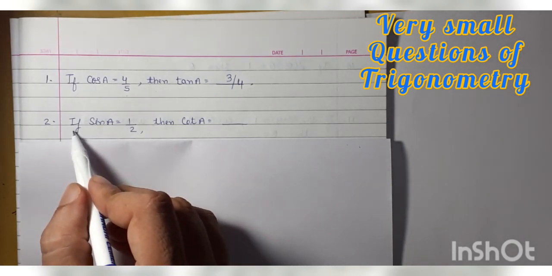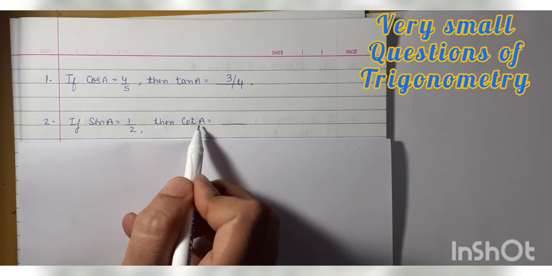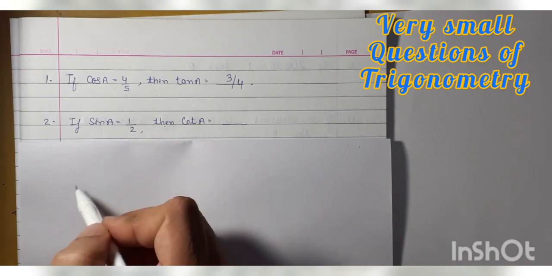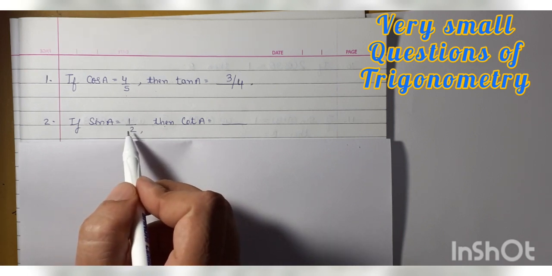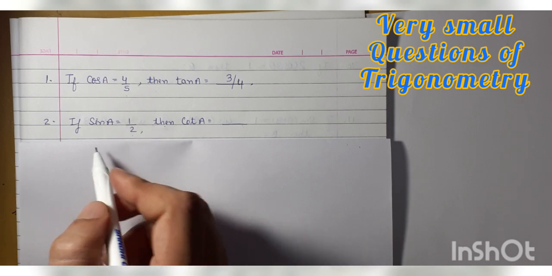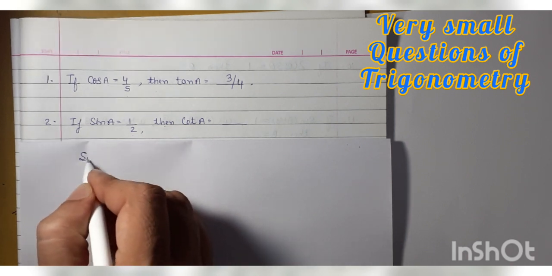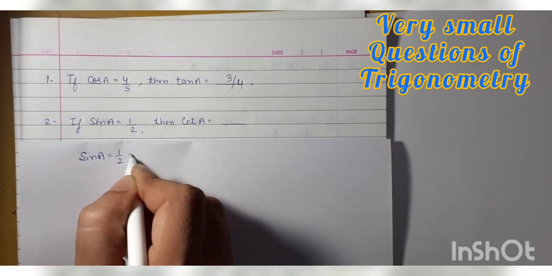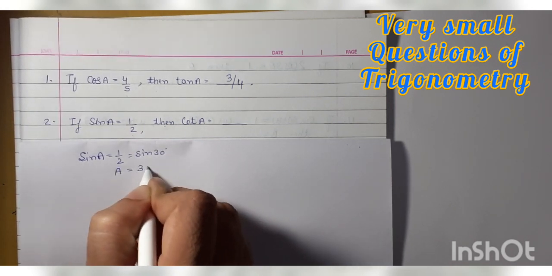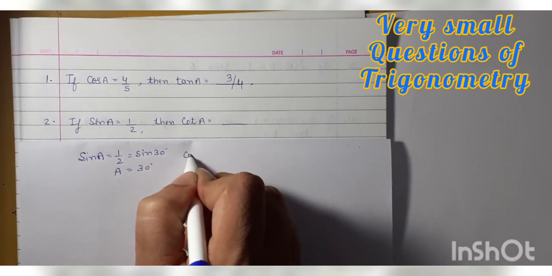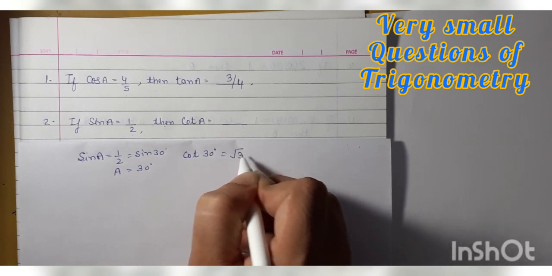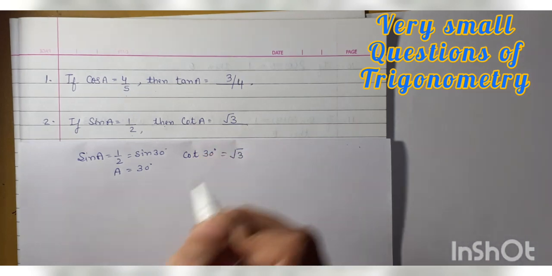Similar question. If sin A is equal to 1 by 2, then cot A is equal to what? We can do by another method because 1 by 2 is a direct value. When we see this 1 by 2 in the table, sin A is equal to 1 by 2. This will be your sin 30 degree. Then A will be 30 degree. Then cot 30, when you see in the table, you will get cot 30 is root 3. So root 3 will be the answer of it.